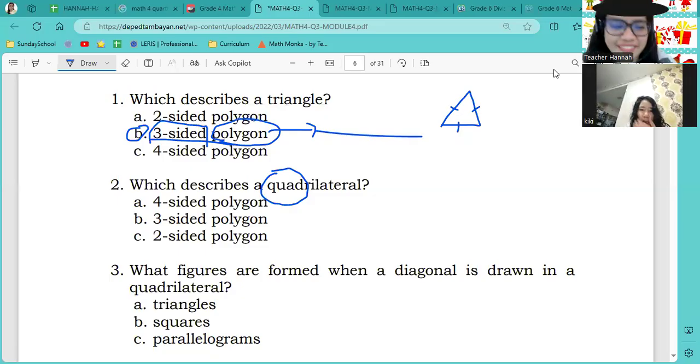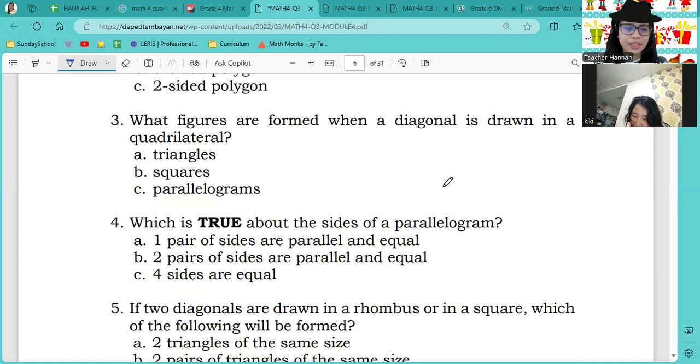Okay, so I think that's okay. Next, let's go with number 3. Okay, can you read number 3? What figures are formed when the diagonal is drawn in a quadrilateral?